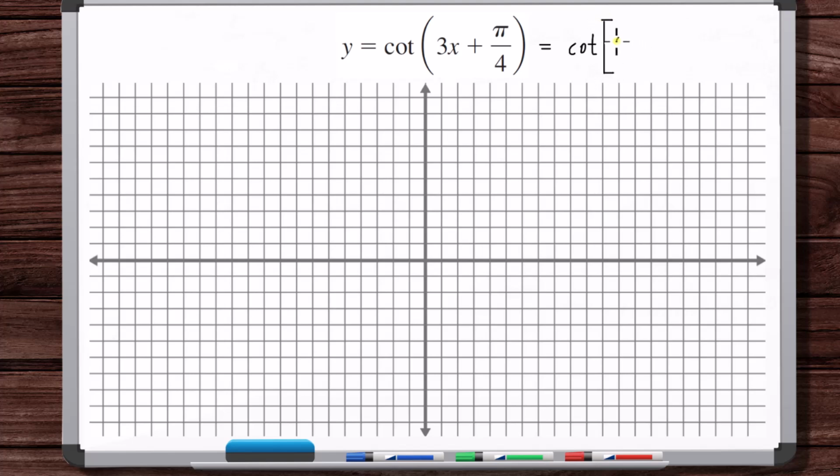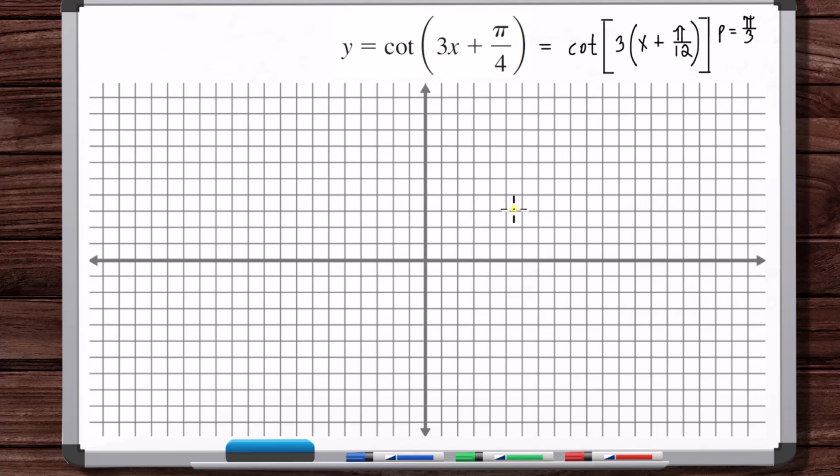So factor out a 3. We've got x plus pi over 12. So this has been shifted to the right, pi over 12, and then scaled down by a factor of 3 about the x-axis. So the period has gone from pi to pi over 3.